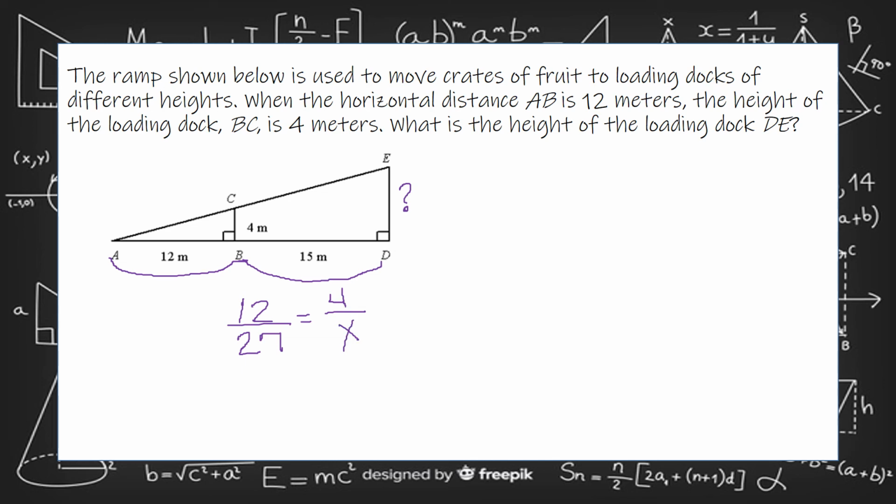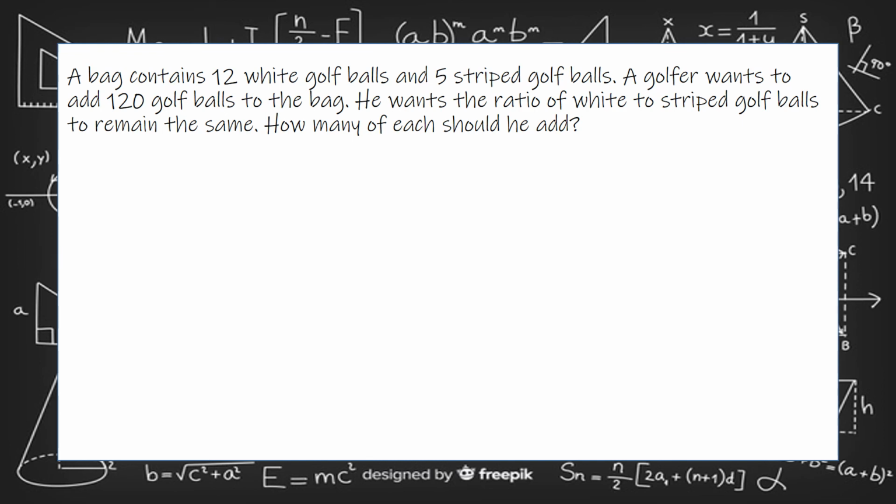So I'm going to cross multiply. 27 times 4 equals 12x. 27 times 4 is 108 equals 12x. So I'm going to divide both sides by 12 to get the x by itself. X would equal 9.